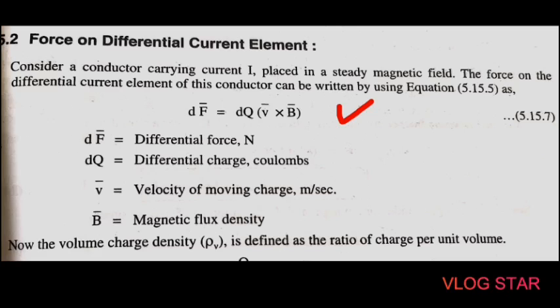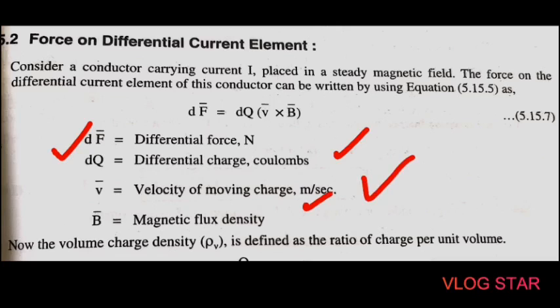See here we have already seen this equation, but here we have to express this equation in terms of differential current element. So that's why we have to take the derivative of individual terms, like dF bar is equal to dq into V bar cross B bar. So here this dF bar is nothing but a differential force having unit Newton. Then dq is the differential charge, again the unit is Coulomb. Then V bar is the velocity of moving charge having unit meter per second, and B bar is the magnetic flux density.